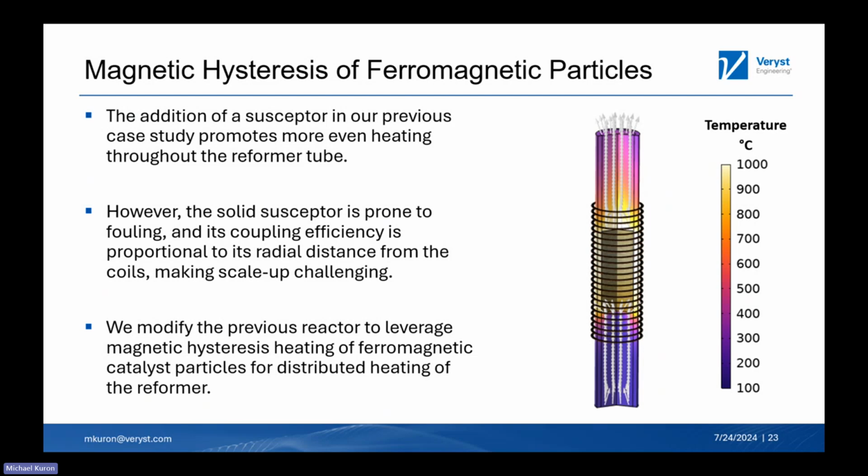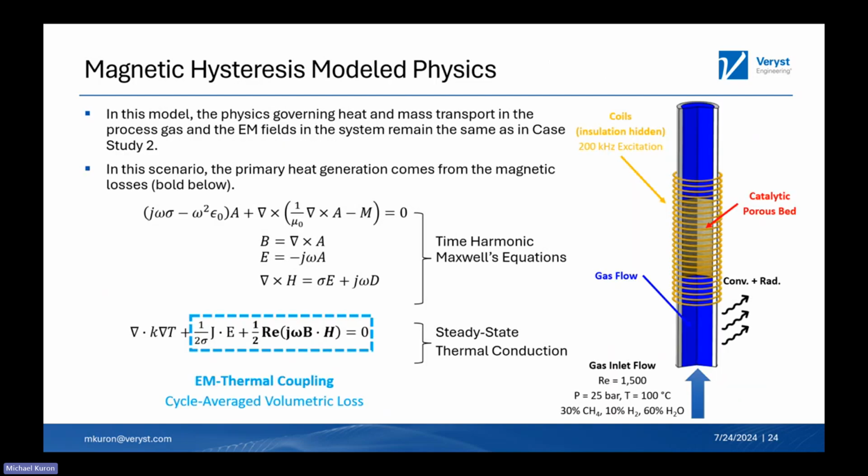So here, what we evaluate is a scenario where we leverage magnetic hysteresis heating of ferromagnetic catalyst particles. There's been a lot of research done on catalyst properties and particles that can act both as a catalyst for specific reactions, as well as an electromagnetic susceptor to generate heat to power those reactions. Cobalt nickel particles are one good example of a reasonably well developed, from a technical perspective, catalytic particle that can also be heated.